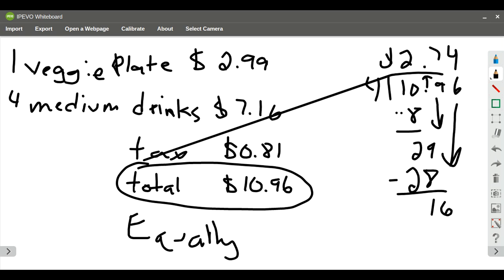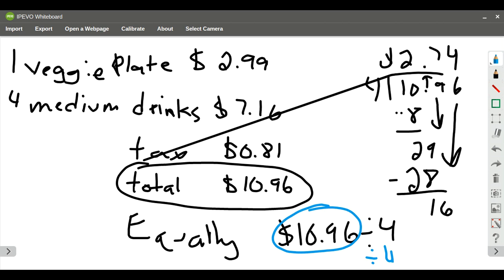Now I can check to make sure that my answer is reasonable by doing some estimation. So I'm going to look at the division problem. So I had 10.96 divided by 4, and I'm going to find some numbers. I'm going to leave 4 alone, and I'm going to find a multiple of 4 that's near $10.96, which is going to be 12. 12 divided by 4 is going to be 3. So that makes my answer of $2.74 reasonable because 12 divided by 4 is equal to 3.